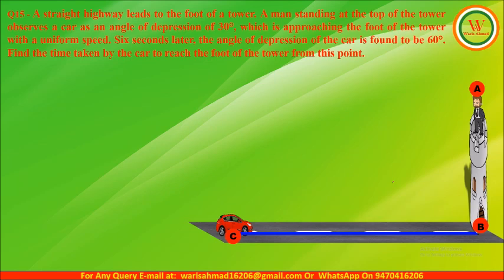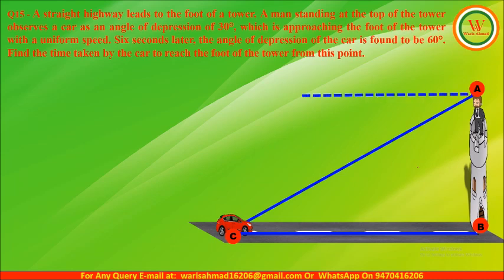degrees. So first of all, we have to draw the line of sight, that is AC, and then the horizontal line. The angle made between this line of sight and the horizontal line is the angle of depression, and the measurement of this angle is given as 30 degrees. So the measurement of this angle will also be equal to 30 degrees because these two lines are parallel. So here we can write 30 degrees.